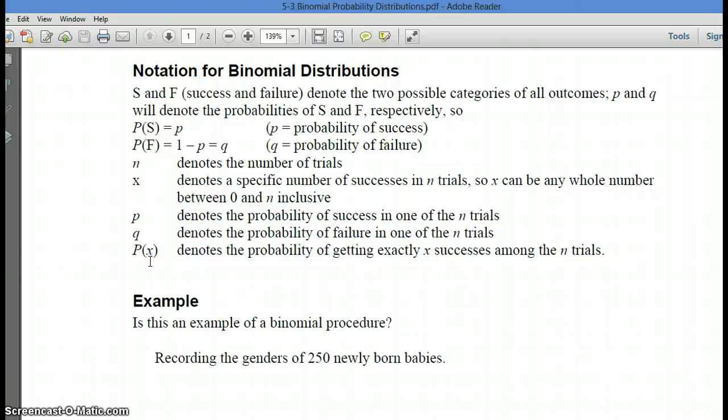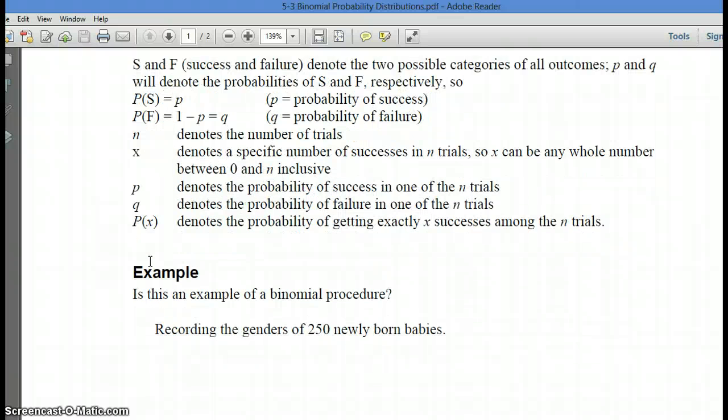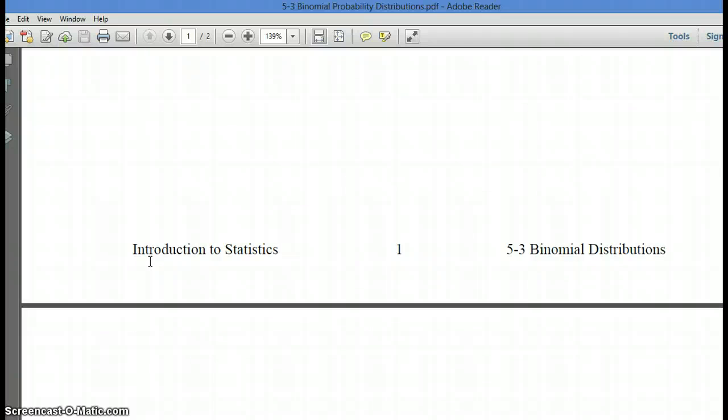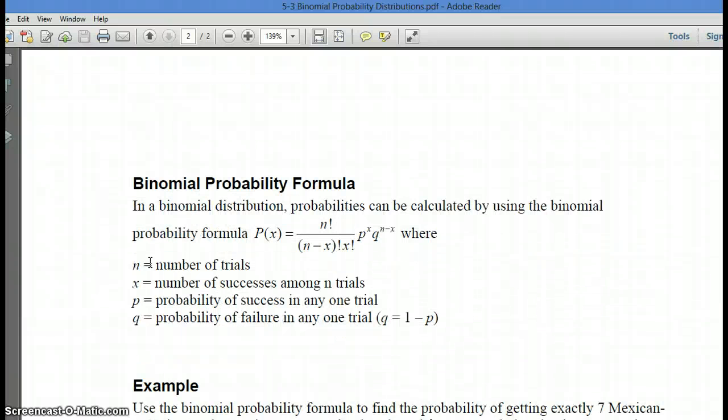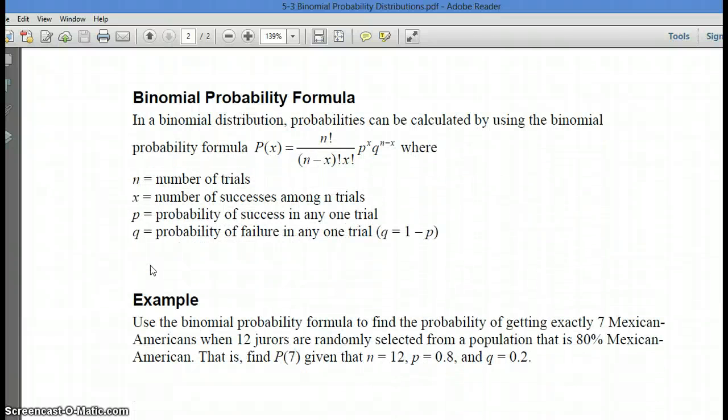And also, the gender of a baby is independent of the gender of another baby, whether it's a boy or a girl. So they would be independent events. So that is the general idea behind what a binomial experiment is about.